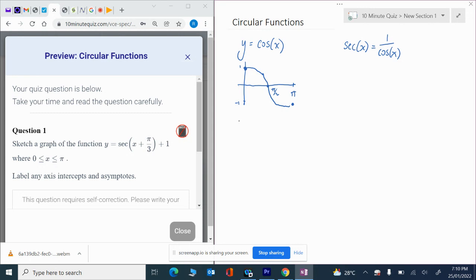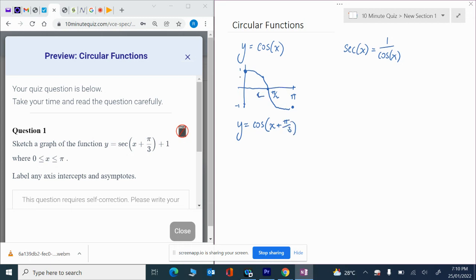Now, the next step would probably be to apply the horizontal translation. So if we look at now x + π/3, what's that going to do to the graph? It's going to shift everything π/3 to the left.